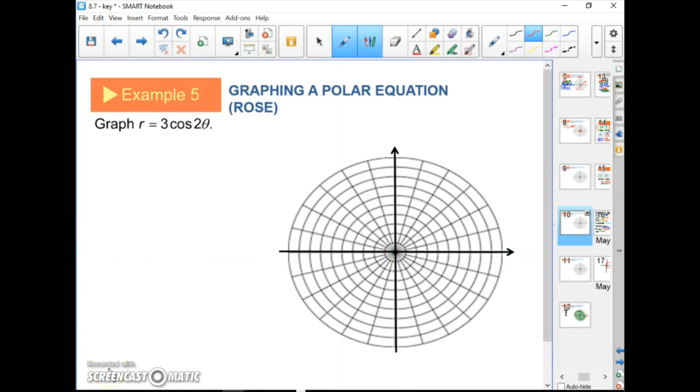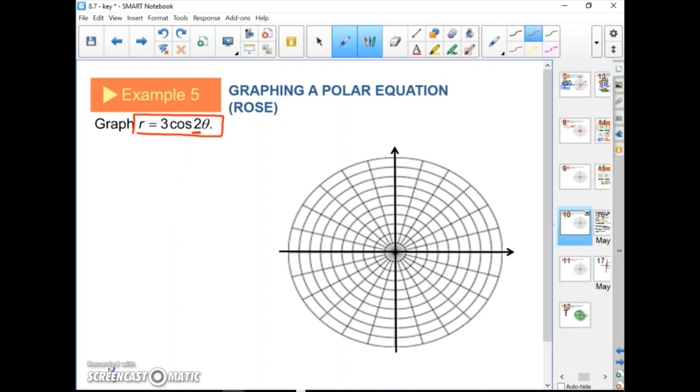Example 5, we're going to graph. And honestly, if you want to be good at this, you want to know what it looks like before you even start. So look at your equation, and hopefully you can classify this as a rose. Okay? The dead giveaway, I think, is this 2 right there. Because if that 2 wasn't there, if you had just 3 cosine theta, you know what that would be? That would be a circle. Okay? But with the 2 in there, we know it's a rose.